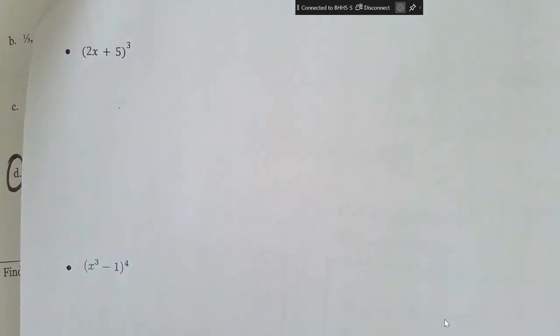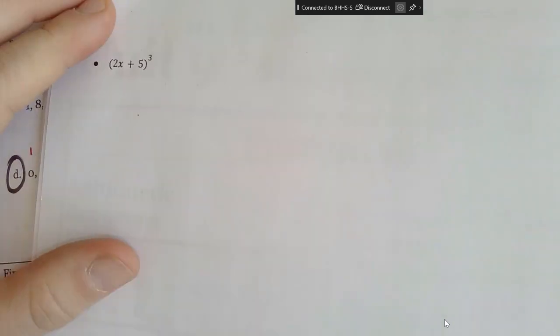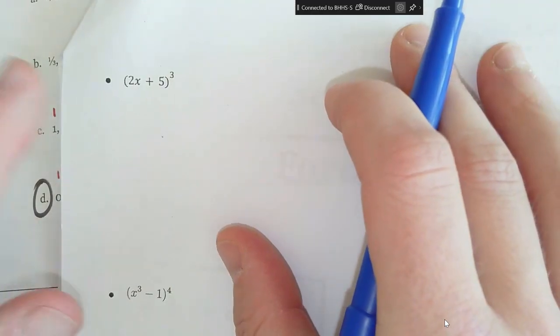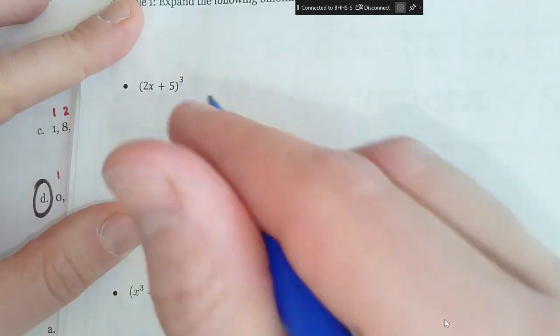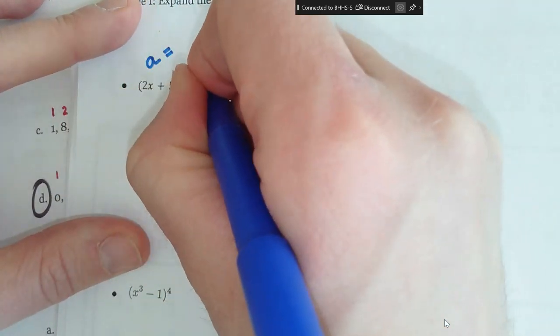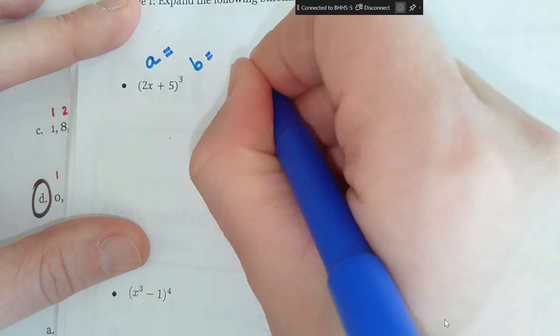All right, ladies and gentlemen, flip to the next page. This is what I want you to actually be able to do. I want you to look at something like this and be able to expand it. So step number 1 is going to look like this. Tell me what A is, tell me what B is, and tell me what N is.